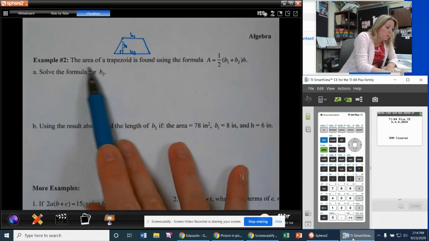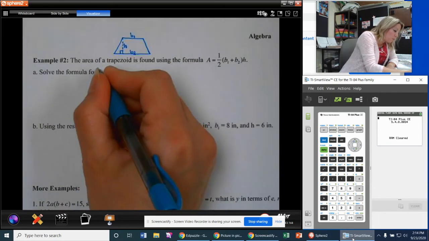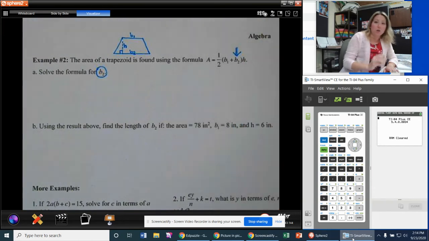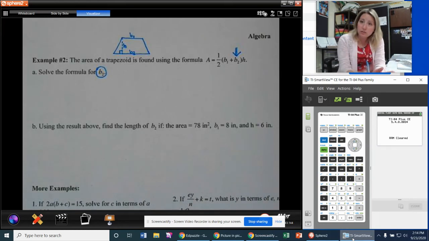Now, what we're going to do is take this formula, and again, we're told right here to solve for B2. So the point is to get B2 alone. Always know which variable you want by itself. That's how you start. Now, this looks really complicated, and I'm promising you, this is not. Take it one step at a time. Don't try to barrel in. Try to think about what you know.